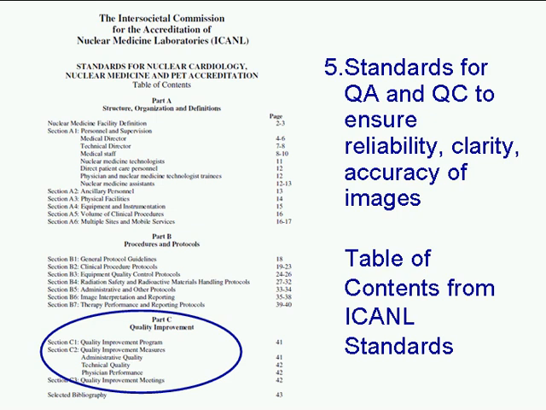And the last requirement are standards for QA and QC to ensure reliability, clarity, and accuracy of the images. And here I've chosen to show the table of contents from the ICANL standards for nuclear cardiology, nuclear medicine, and PET accreditation. And you can see that I've circled Part C, Quality Improvement, and this is actually subdivided into 3 sections. And the middle section is probably the most important because it requires that you have quality improvement measures in place for administrative quality, technical quality, and physician performance monitoring quality, as well as quality improvement meetings on a regular basis. So in reviewing our standards for all of our divisions, all 5 of our divisions contain all 5 criteria that were listed in the law.